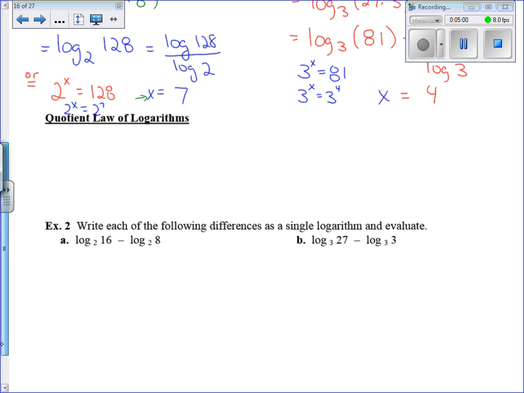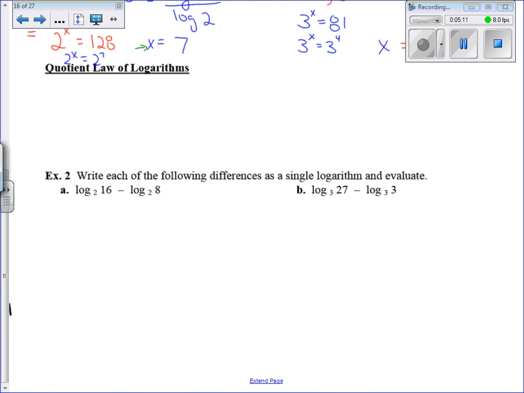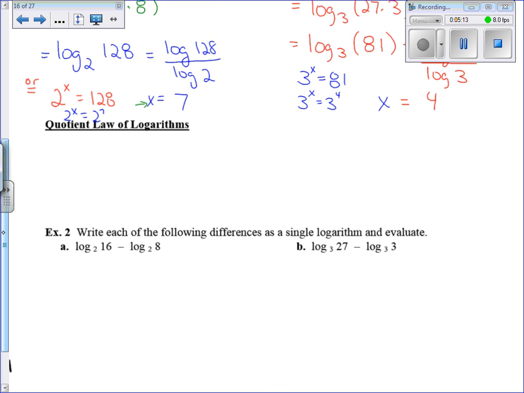The quotient law: quotient means divide, so it works with division. Again, on your formula sheet, it's on there as log base b of m divided by n is equivalent to log base b of m minus log base b of n. But you usually use it the other way around.